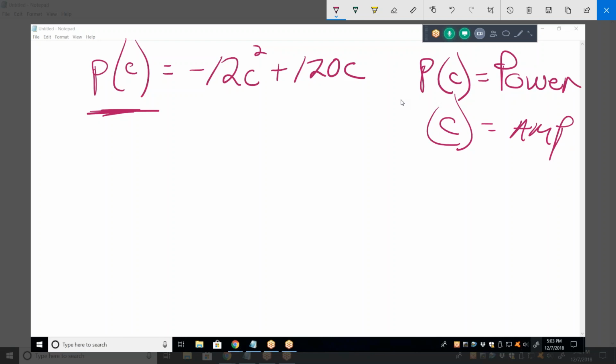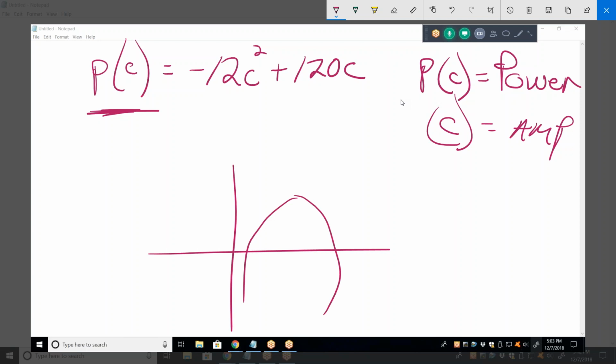Now notice this is a little different. Last time we had a parabola that looked like that, and they wanted this amount, where that vertex occurs. In this case, they don't want that. They want the value at this point on the c-axis.